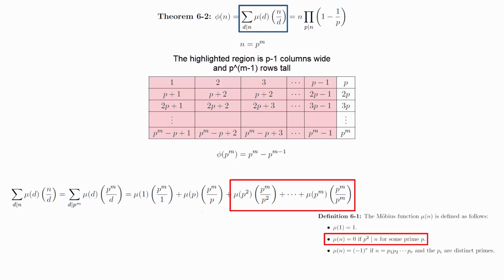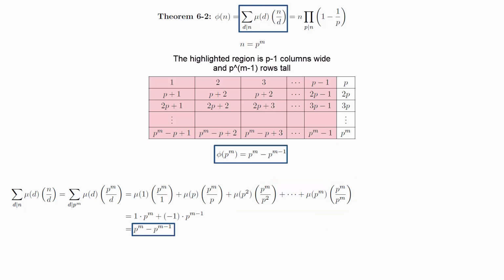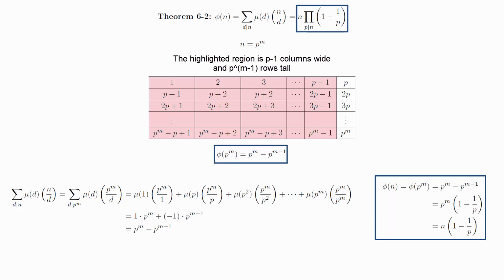However, many of these terms evaluate to 0 because mu is being evaluated on a number that is divisible by a square. After evaluating the Mobius function, we see that the remaining terms match the formula for phi of p to the m. The second equality follows from this by just factoring out p to the m and noting that there's only one prime in the product. These two statements together complete the proof of the base case.